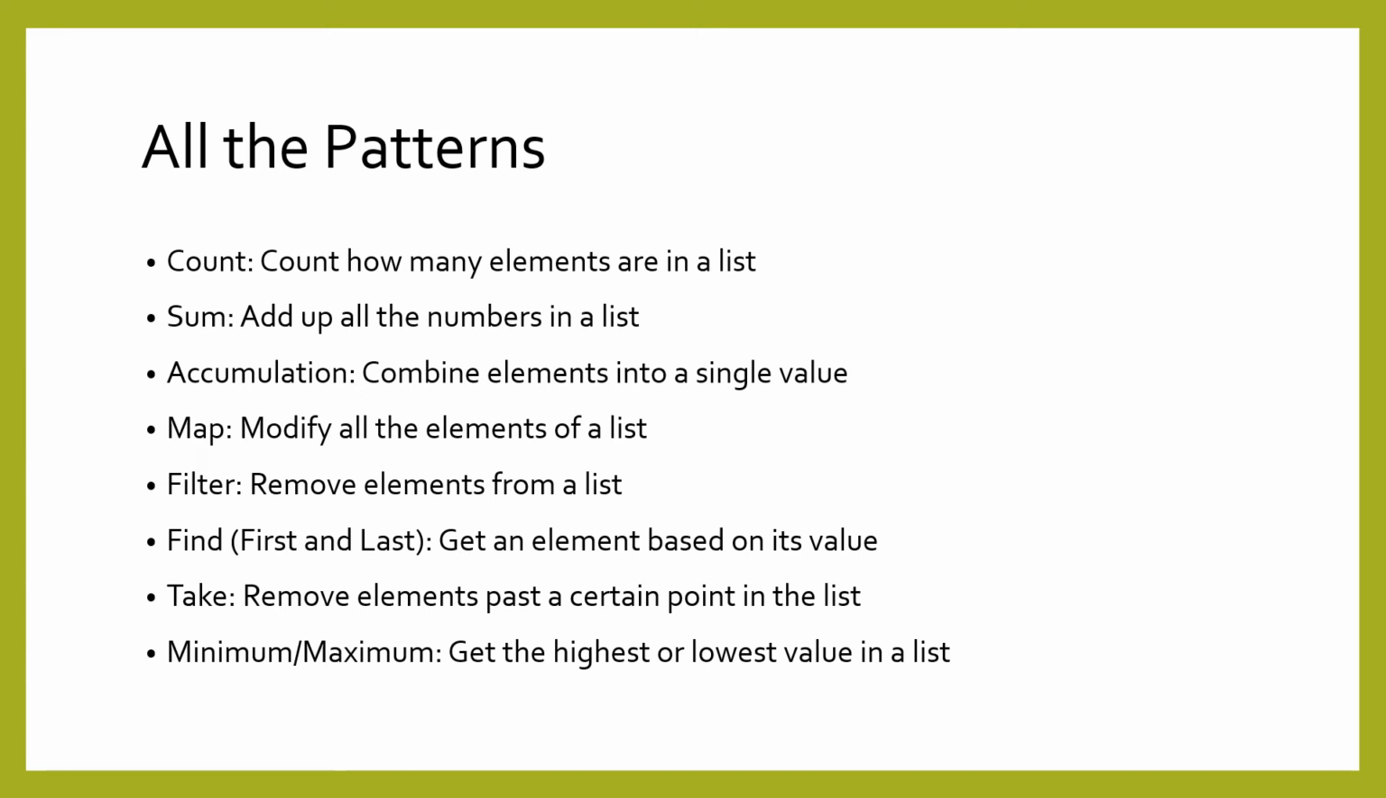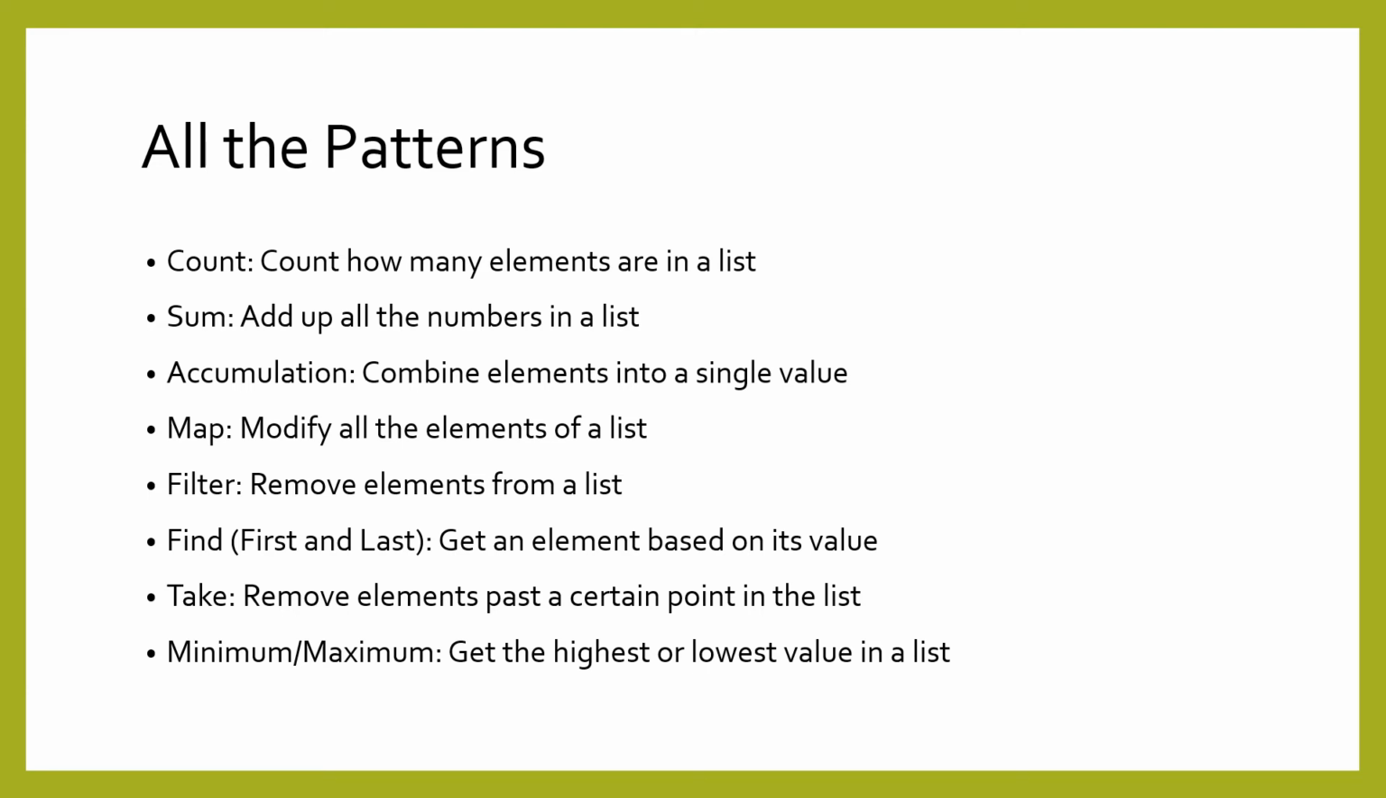The complete list of loop patterns covered in this chapter is shown here. As you can see, there are quite a few patterns. Let's quickly run through each one. The count pattern is used to determine how many elements are in a list and works on any kind of list. The sum pattern works only on lists of numbers in order to add them all together. However, the sum pattern is related to the accumulation pattern, which generalizes summing to other types like strings and booleans.